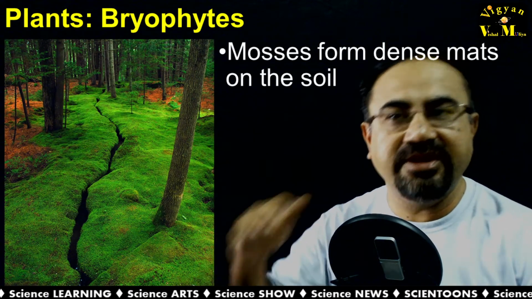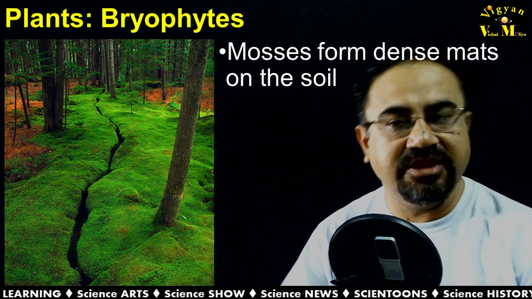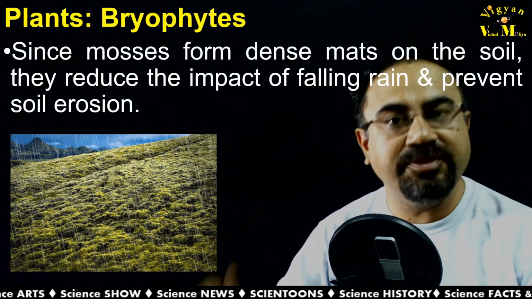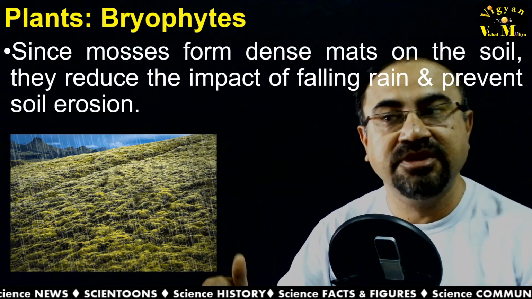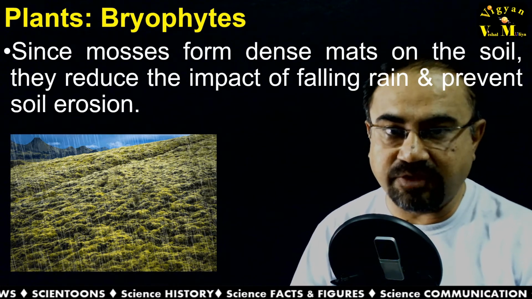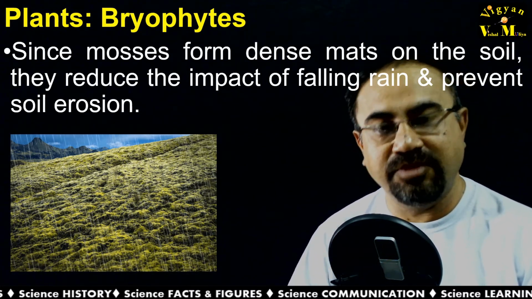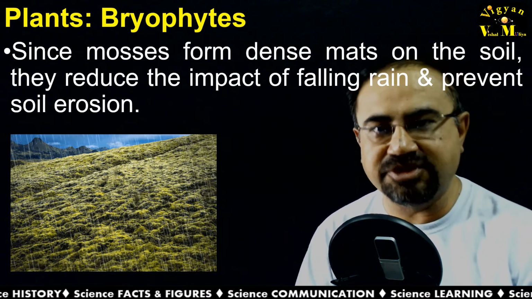Mosses form a dense mat on the soil, and this dense mat helps in the prevention of soil erosion when the rain is falling. So ecologically it has a much more important role. Economically they may not have much important role.